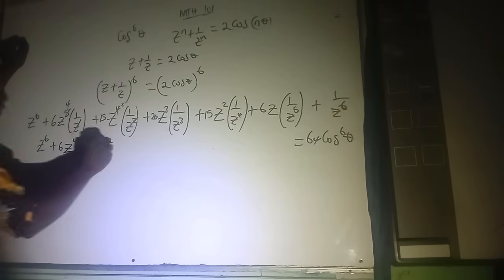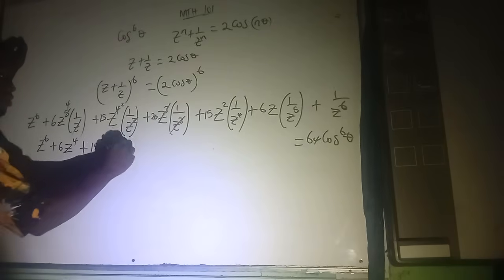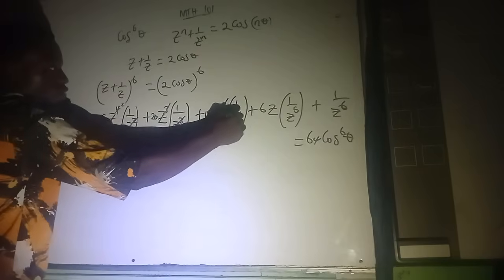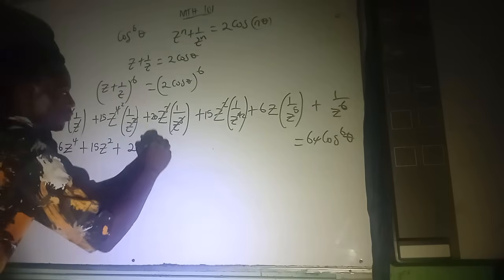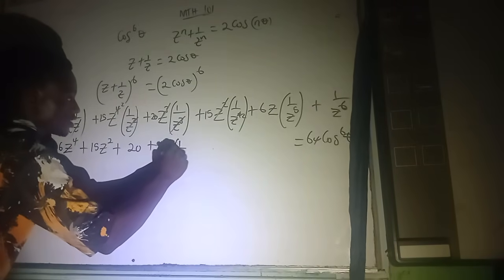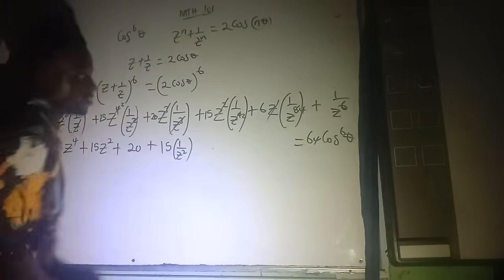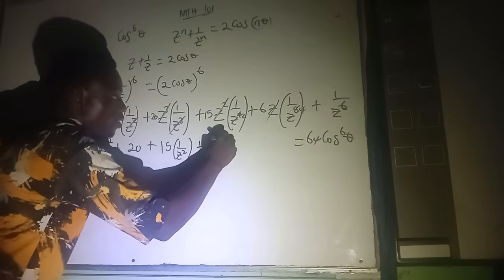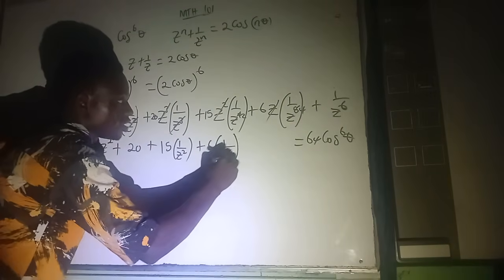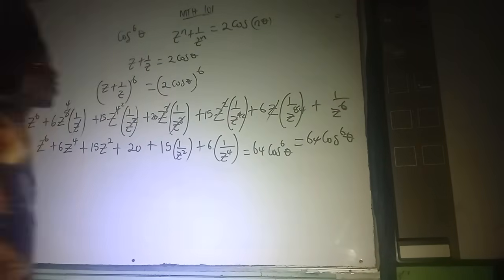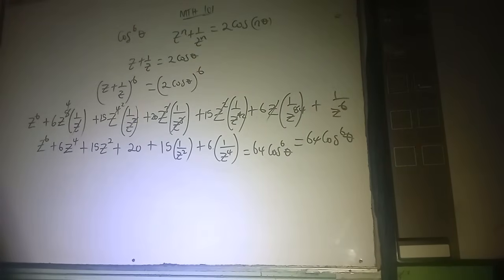Are we together? Plus this one we cancel, plus 20, plus z squared, we cancel the square here. We have 2 left at the denominator, plus 15 multiplied by 1 over z squared. Here 1 z we remove, we have z to the 4 left here, plus 6 multiplied by 1 over z to the 4, equals 64 cos to the power of 6 of theta. Are we clear now? Let's gather the like terms together.